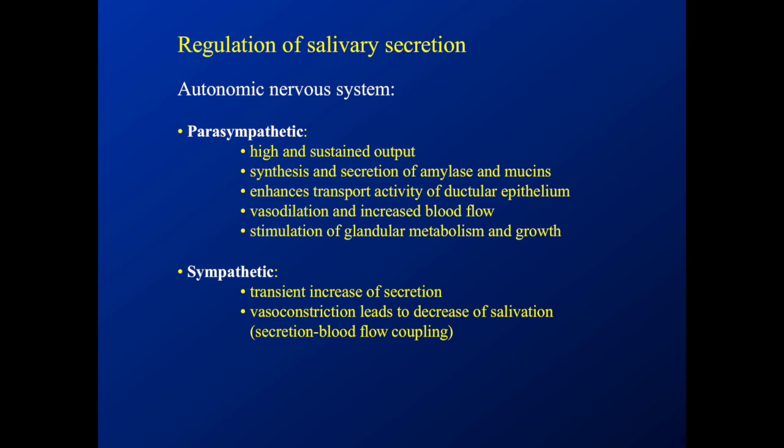increasing the constituents that make up saliva, the access of the acinar cells to greater quantities of plasma and products to make these amylase and mucins, and it also stimulates glandular metabolism and growth. So parasympathetic stimulation is trophic to the salivary glands. Sympathetic, on the other hand, is a transient increase of secretion, but then the vasoconstriction leads to a decrease of salivation through the secretion-blood flow coupling.